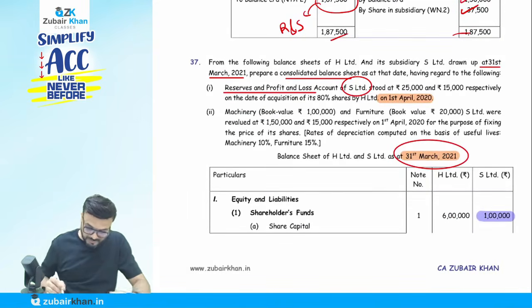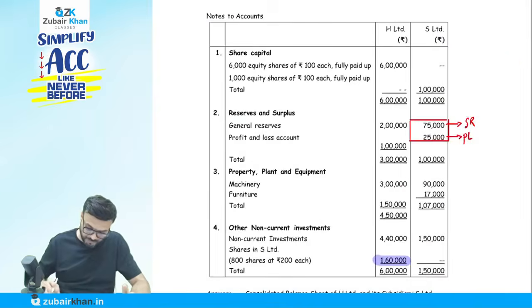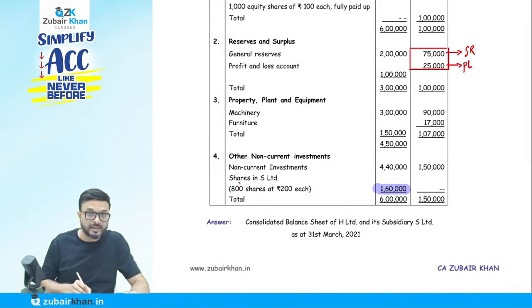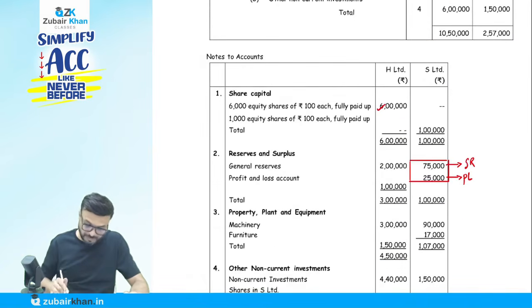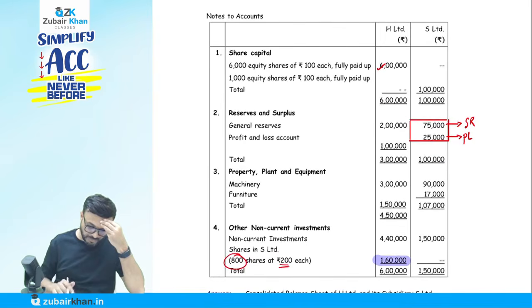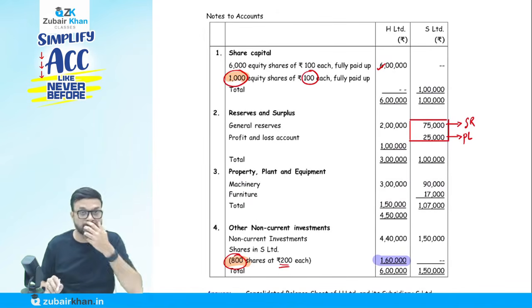So where will this 6 lakh come? It will come in share capital, and we have notes to accounts number 1, so I will go there. 6,000 equity shares of rupees 100 each. One more thing: how many shares do we acquire? 800. How many shares does the subsidiary company have? 1,000. So if the number of shares is 1,000, out of 1,000 we acquire 800. So 80% is the shareholding pattern.